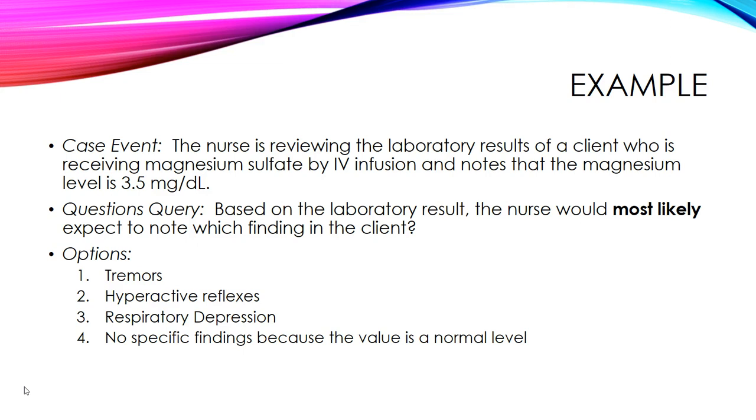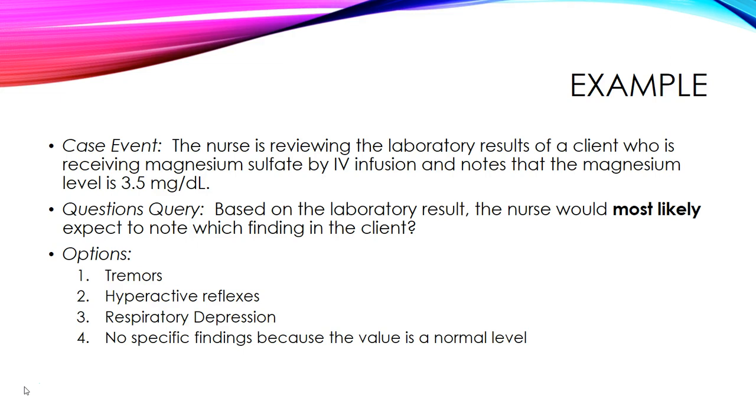The nurse is reviewing the lab results of a client receiving magnesium sulfate by IV infusion and notes the magnesium level is 3.5 milligrams per deciliter. Our question is asking, based on this result, the nurse would most likely expect which finding? So we already know 3 is the correct answer because we've talked about this question, but let's talk about another way you can analyze this. Again, the first way you can knock out one of your answers is knowing whether that 3.5 is an appropriate level or not. And we know it's not. So 4 is gone.